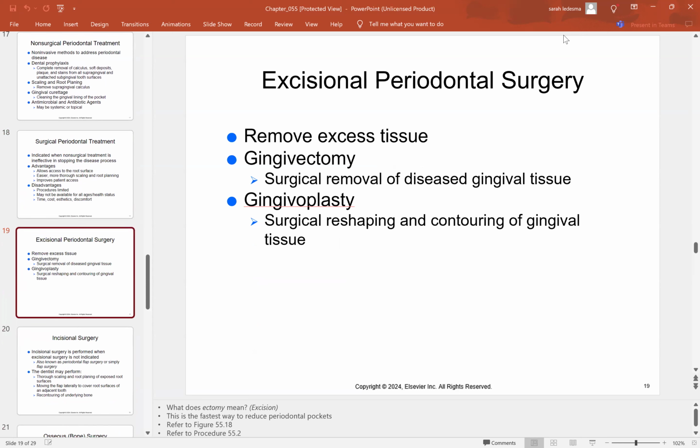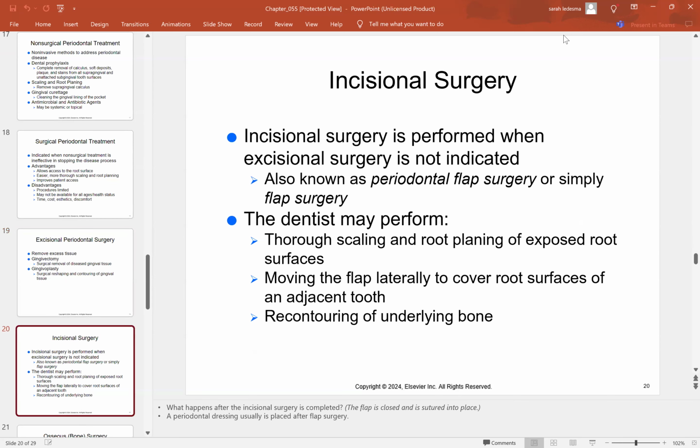Periodontal surgery to remove excess tissue includes gingivectomy, the surgical removal of diseased gingival tissue, and gingivoplasty, the surgical reshaping and contouring of gingival tissue. Incisional surgery is performed when excisional surgery is not indicated, known as periodontal flap surgery or simply flap surgery.